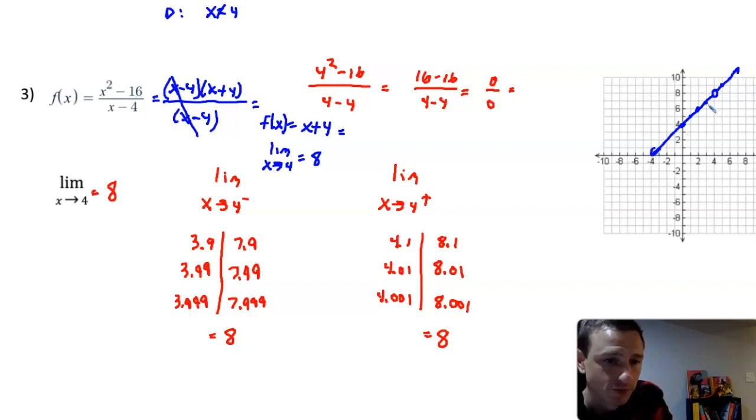As I approach from the left, I approach 8, right here. From the left, approaching 8. From the right, approaching 8. And that's okay. It approaches 8 from the left and from the right, so therefore the limit as x approaches 4 is 8, but there is no function value there. The function does not exist at 4. It just approaches 8 from the left and from the right, but it does not exist at x equal to 4. The limit exists, but the function value does not exist. And we're going to look at some more examples of that too.